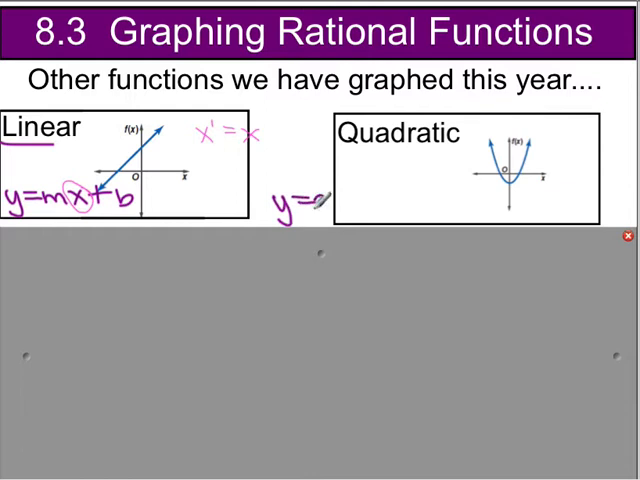We had y equals, and this was our standard form, ax squared plus bx plus c. And if we look again, my highest variable with an exponent is x squared. So when we have a quadratic, it's x squared. Remember, it has that U-shape, it's what we call a parabola.